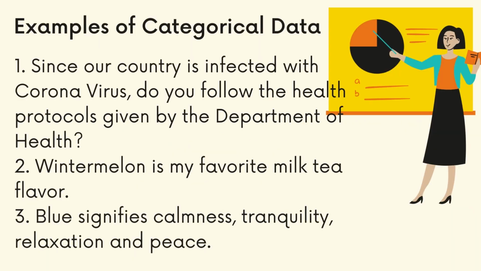Examples of categorical data. 1. Since our country is infected with coronavirus, do you follow the health protocols given by the Department of Health? 2. Winter melon is my favorite milk tea flavor. 3. Blue signifies calmness, tranquility, relaxation, and peace.